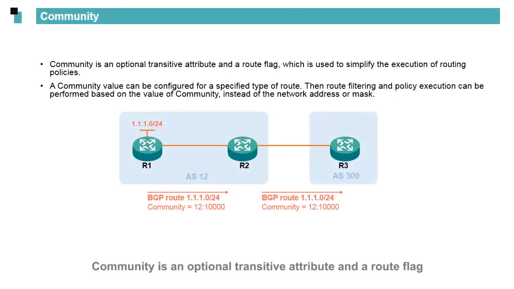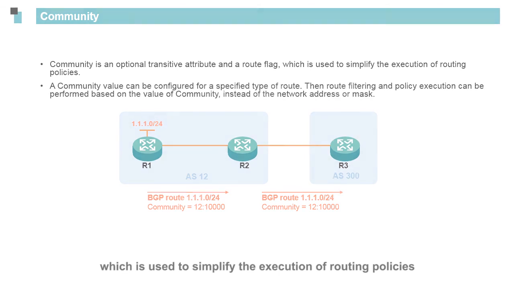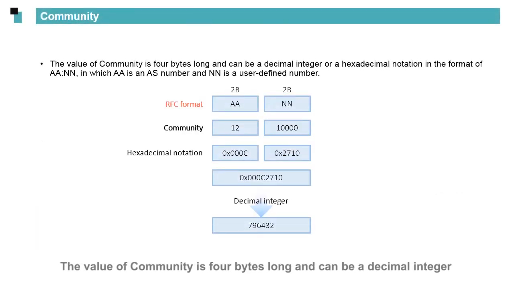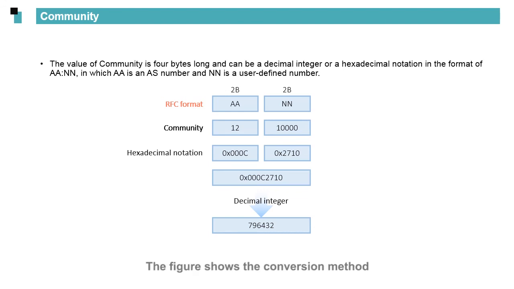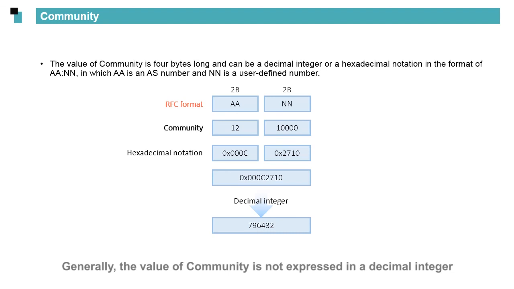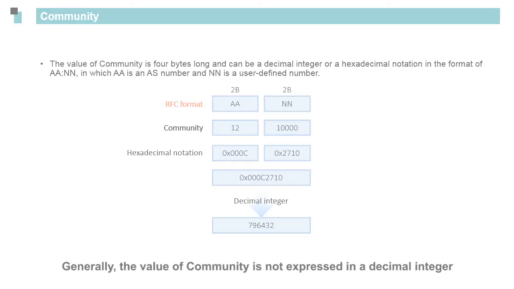Community is an optional transitive attribute and a route flag, which is used to simplify the execution of routing policies. The value of community is 4 bytes long and can be decimal integer or hexadecimal notation in the format of AA:NN, in which AA is an AS number and NN is a user-defined number. The figure shows the conversion method. Generally, the value of community is not expressed in the decimal integer.